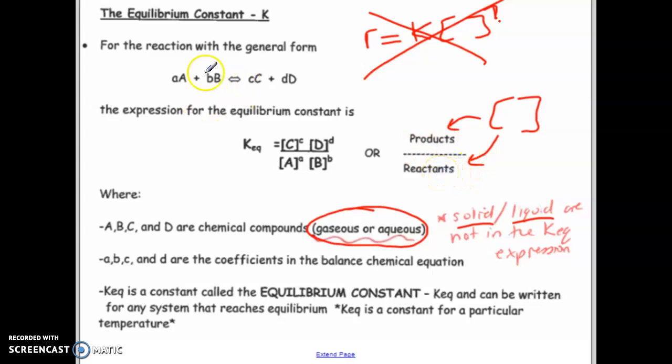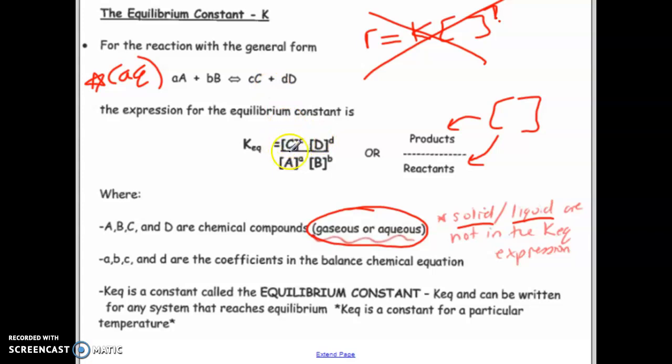Okay, so let's imagine for a second, here's our reaction. The lowercase letters are representing the coefficients, and the uppercase letters are representing our compounds. Imagine for this example that all of these substances are aqueous. Okay, so meaning they're all going to go into this expression. So you put the product concentrations on top and the reactant concentrations in the denominator on the bottom. And what we do is we multiply them.